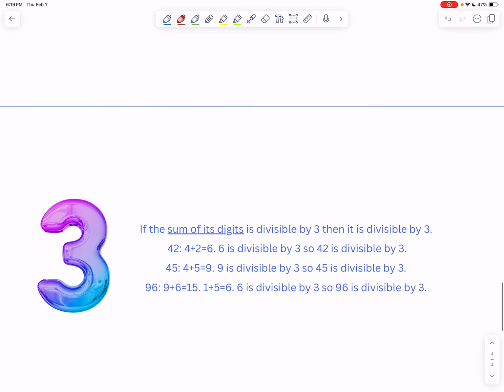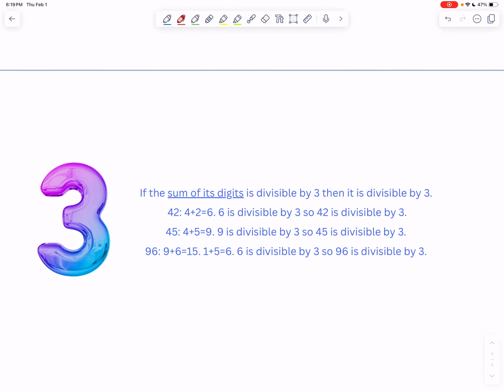And let's see, we have 3. If the sum of its digits is divisible by 3, then it is divisible by 3. So let's say take the number 42, 4 plus 2 is 6. 6 is divisible by 3, so 42 is divisible by 3. Take the number 45, 4 plus 5 equals 9. 9 is divisible by 3, so 45 is divisible by 3. Take the number 96, 9 plus 6 equals 15, and 1 plus 5 equals 6. And 6 is divisible by 3, so 96 is divisible by 3. It's not a hard thing to do. You just have to add the digits and see if it's divisible by 3.